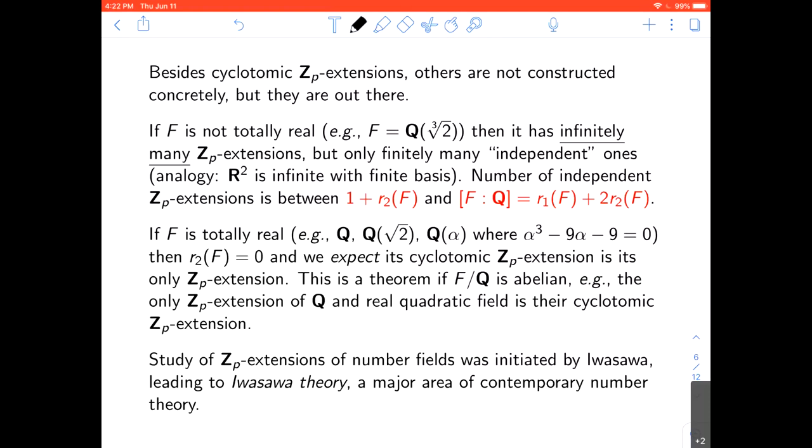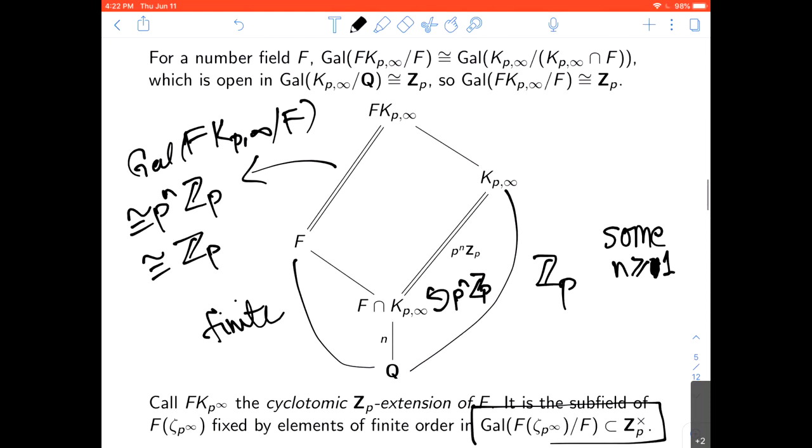Yes? I'm sorry. Two things. Could you remind a student what K_{p^n} is? Oh, sure. Where is that showing up here? I guess not here, but it's maybe here. So I'm sorry about that.